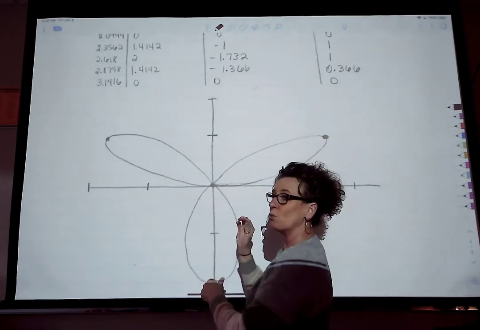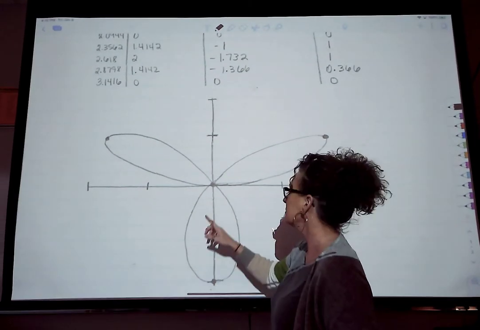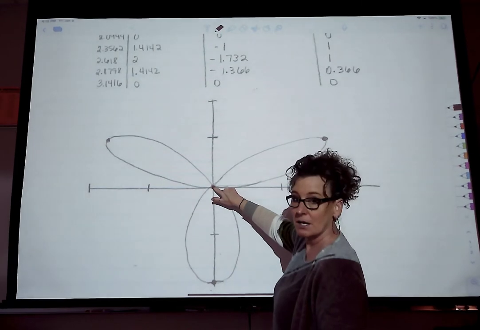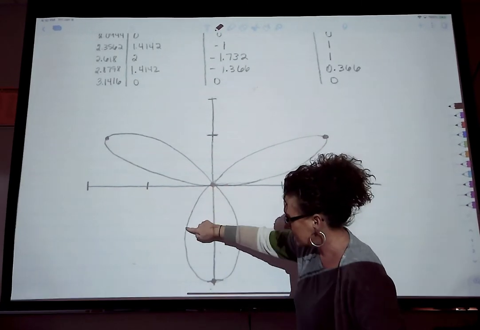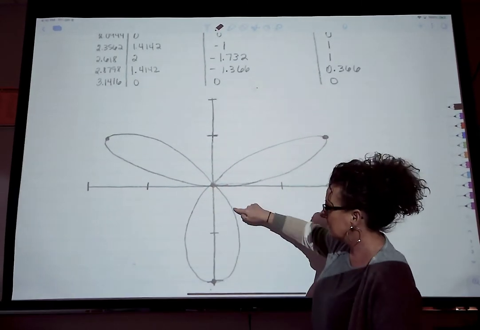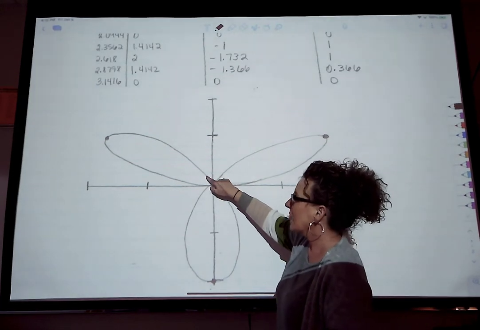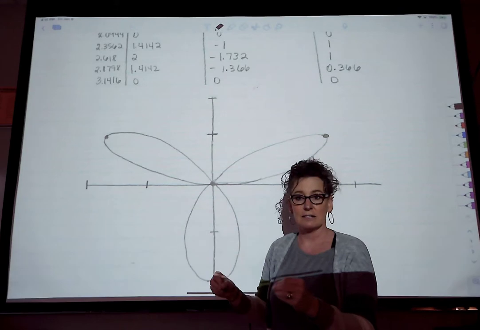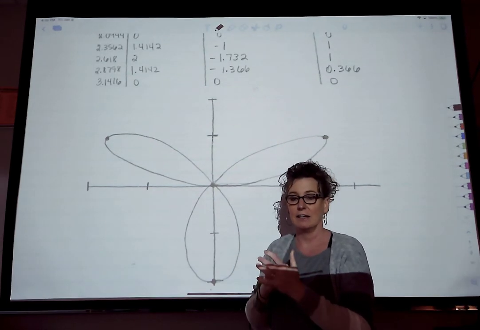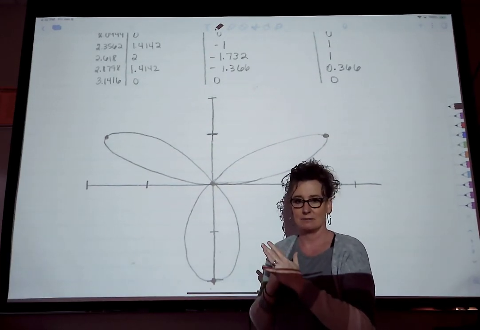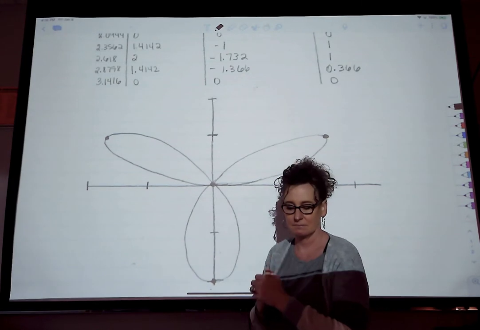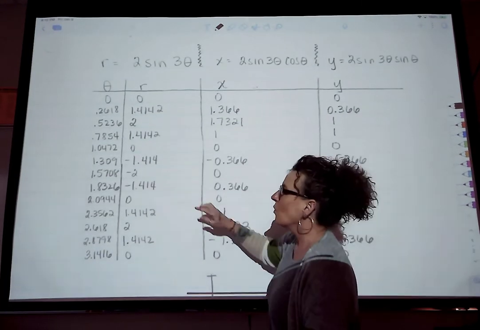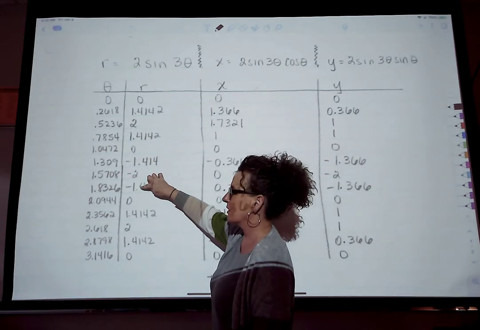Here's what's funny. If you watch this graph being formed, it goes like this. Then it goes like this. And then it goes like this. And it does all of that by the time theta hits pi. Why are these r values negative?